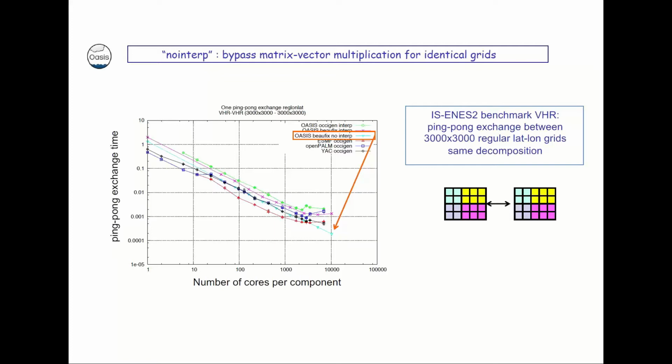This is the light blue curve. And you see that there's a perfect scaling, which is pretty good, up to 10,000 cores. And basically, this is the scaling of the MCT library itself. So we were really pleased with those results.